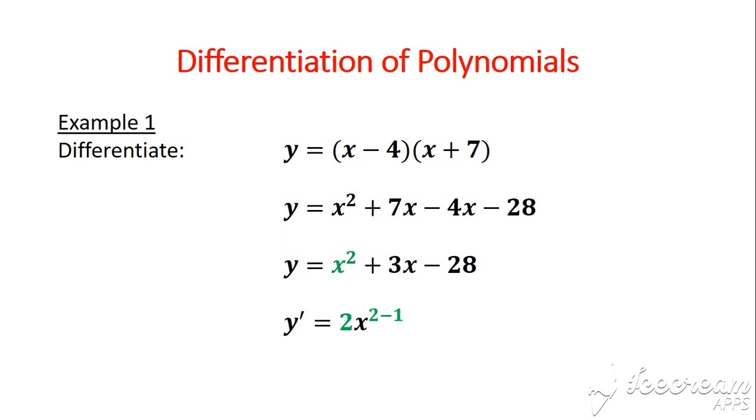So let's differentiate using the informal notation of y dash and take the first term, x squared. Well, the 2 comes out the front, and then we take away 1 from the power of 2. The 3x, remember, differentiates to just 3. The x disappears. And the minus 28, remember, differentiates to 0. So we have our derivative, which is 2x to the power of 1 plus 3. But remember, we don't need a power of 1, so we just write it as 2x plus 3.